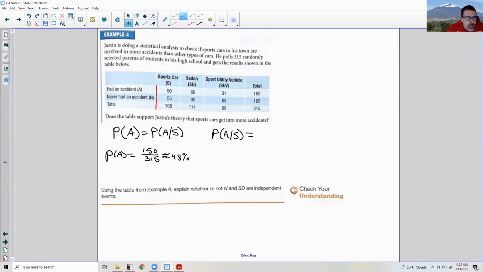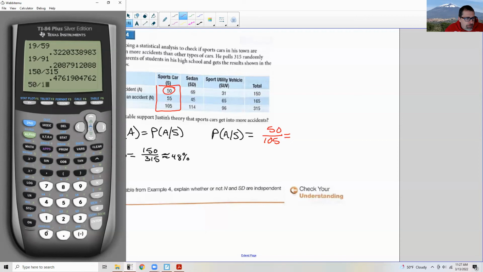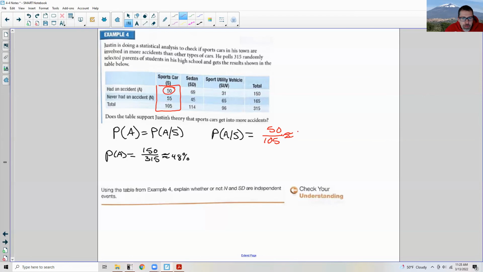So here's our sports cars. Probability of an accident given they're a sports car. All right, so had an accident, already given that they're a sports car. Remember, the given is the denominator. So the total sports cars is 105. So I wrote 150, okay? 105 is my denominator. 50 had an accident is my numerator. Check to see what 50 divided by 105 is. And that comes out to be 47. And as you can see, they're exactly the same. So that's also approximately 48%.